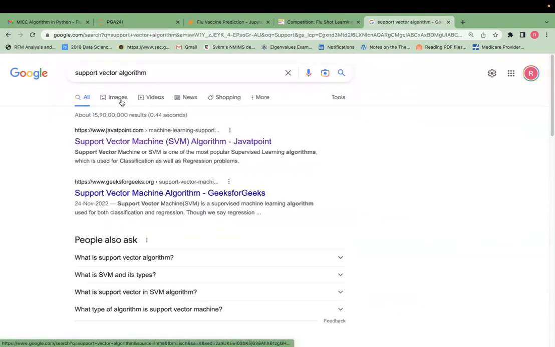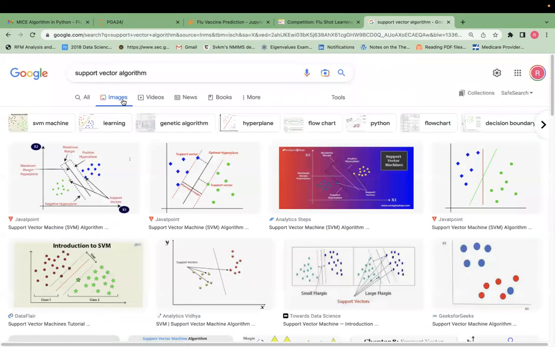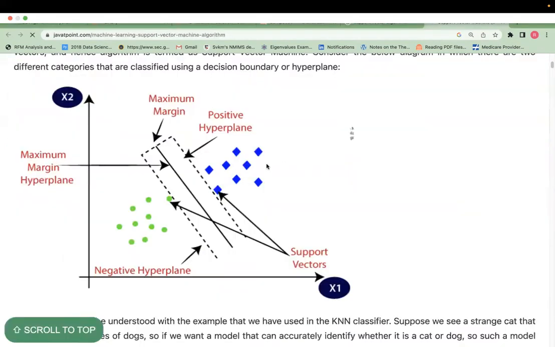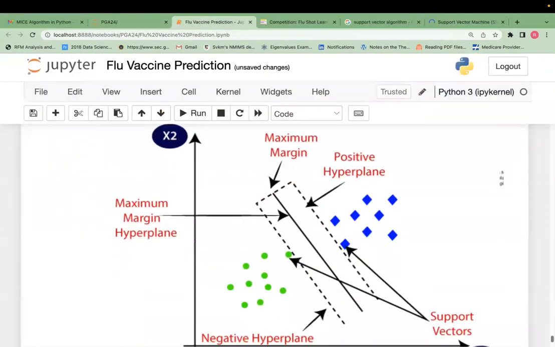The support vector algorithm is both a classification algorithm as well as a regression algorithm. If you look at this diagram, we have two types of classes, circles and squares. That means two classes in our dependent variable. The algorithm will draw a straight line between these two classes.